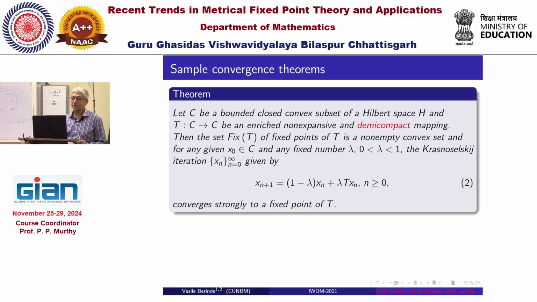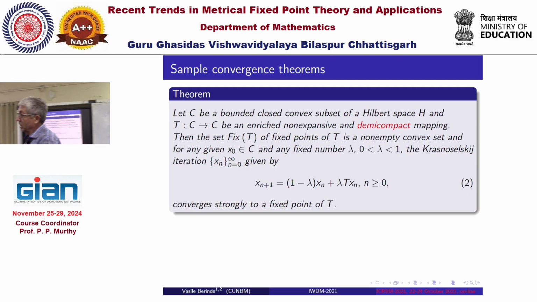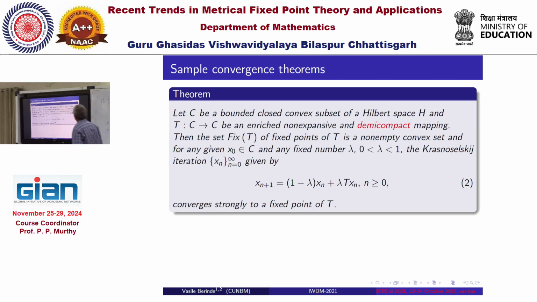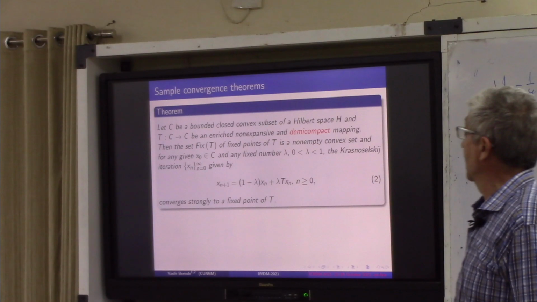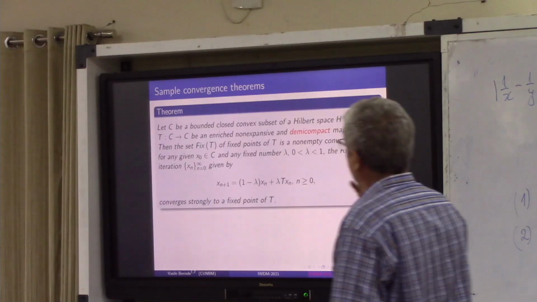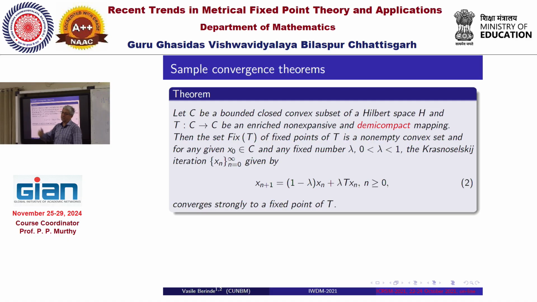I have here one convergence theorem for enriched non-expansive mappings. We have a Hilbert space, so we work in Hilbert space. The definition has been given in a linear normed space, but as I mentioned, the Browder-Göhde-Kirk fixed point theorem is in uniformly convex Banach spaces. Here we need, for our work with iterative schemes, the setting of a Hilbert space, which you know is a particular case of Banach spaces. So we have a Hilbert space H, we have a bounded closed convex subset of H, C, and T is an enriched non-expansive mapping, which is also demi-compact in the sense of this definition.